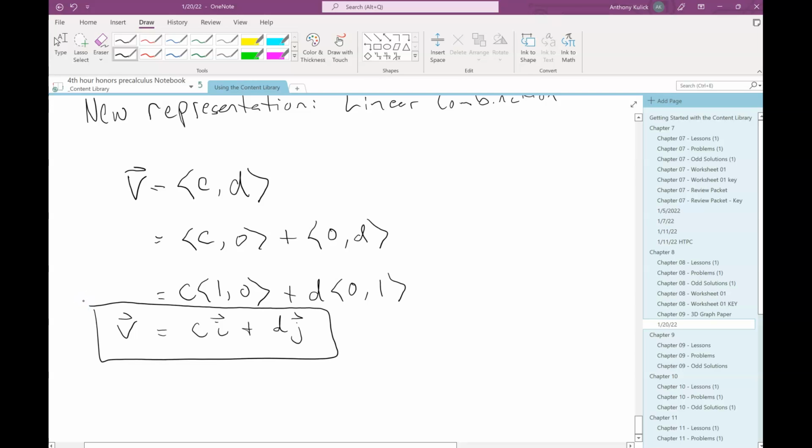So our linear combination form for the vector CD is just C times the vector i plus D times the vector j. Note that C and D are scalars and i and j are vectors.